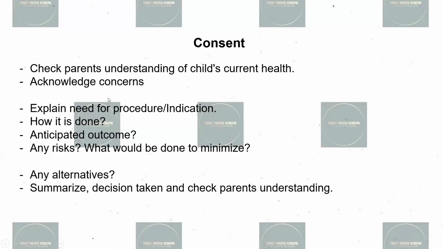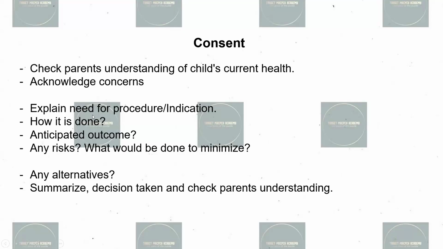So you briefly understand what the child's current status is, acknowledge the concern, and then say that you are here to take consent. Always say why you are here. You want to do a lumbar puncture, you are here to take consent for the procedure, and you will be talking about the procedure. That is what your aim should be, and you should clarify this. Once you clarify this, it will go smoothly.